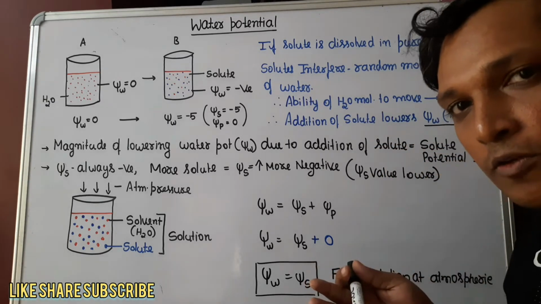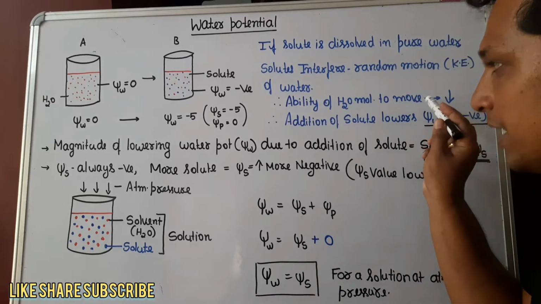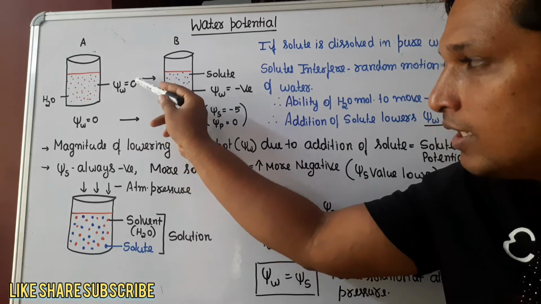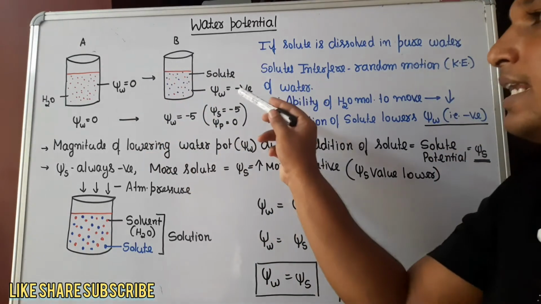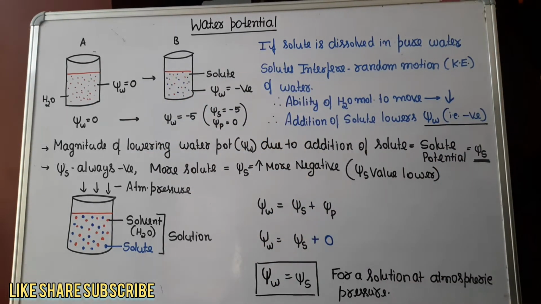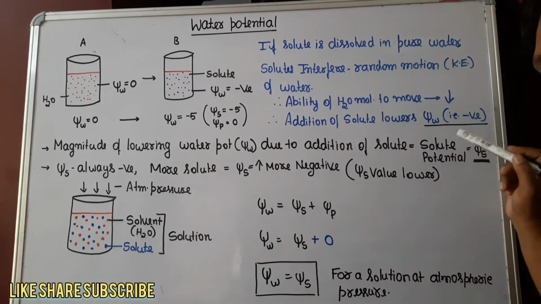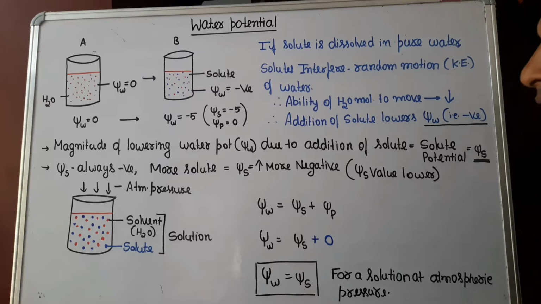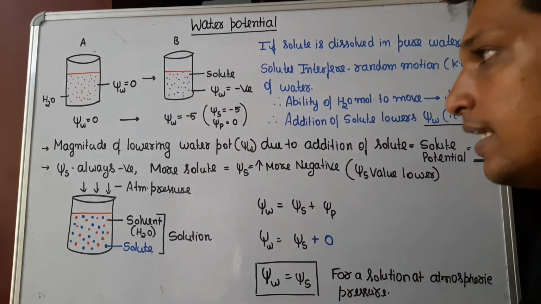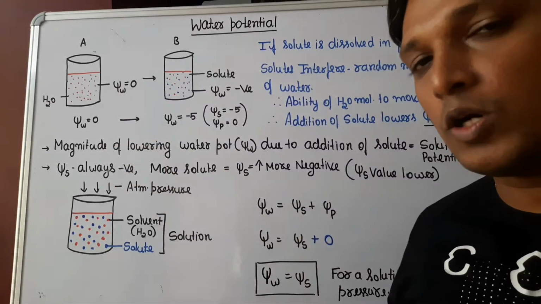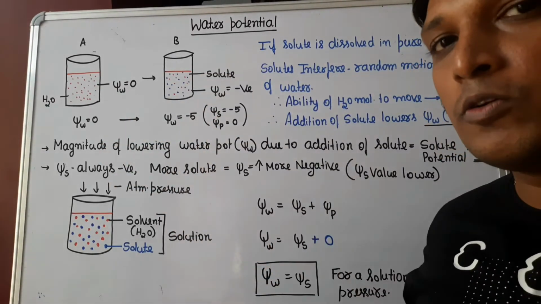The ability of the water molecule to move is water potential. Water potential decreases, which means 0 was the water potential of pure water, and it becomes lesser than 0, that is, negative. Hence, addition of solute always lowers water potential. It becomes negative. Now, let us take the value, or magnitude. Pure water had 0 water potential. Upon adding solute, it has decreased.